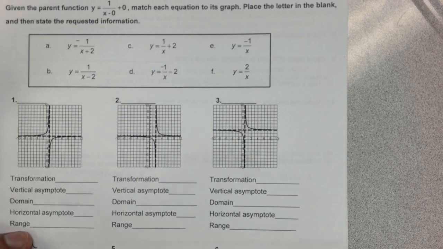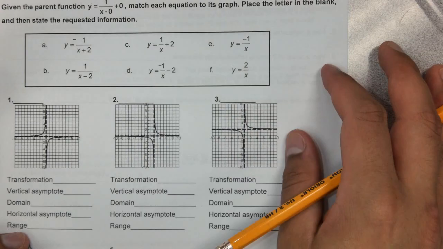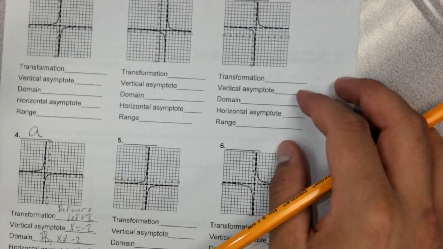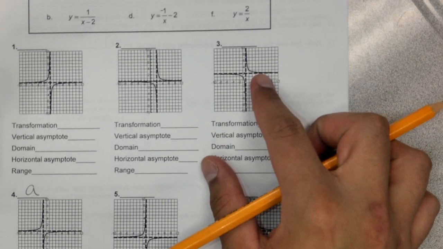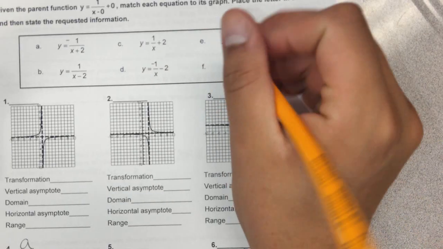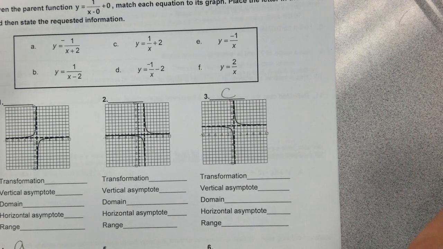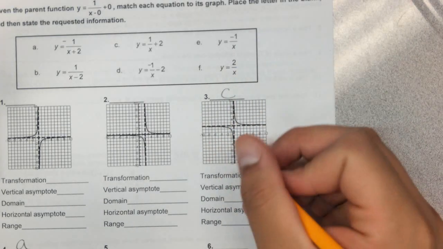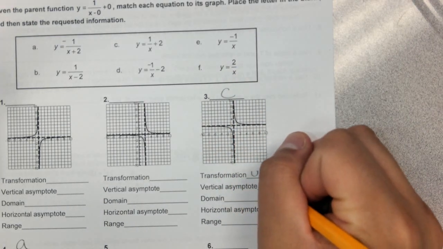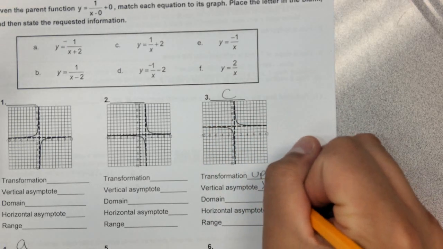Next one, C. This one's just going up 2. So let's find one that's going up 2. Right there, 3. It's going up 2. So C is going to go with 3. The transformation is up 2, the vertical asymptote is at 0.